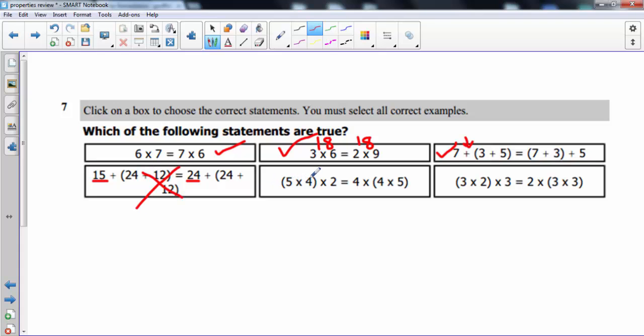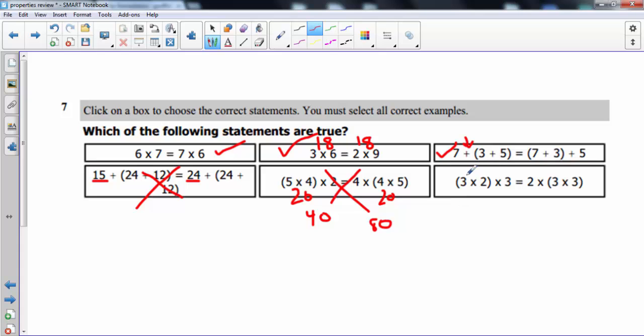All right, 5, 4, and 2, and 4, 4, and 5. These are different numbers, so I'm going to have to go ahead and solve each side of this equation to see if it's correct or not. 5 times 4 is 20, then times the 2 would give me 40. 4 times 5 is 20, then times the 4 would give me 80. So that is not equal, so we would not pick this one.